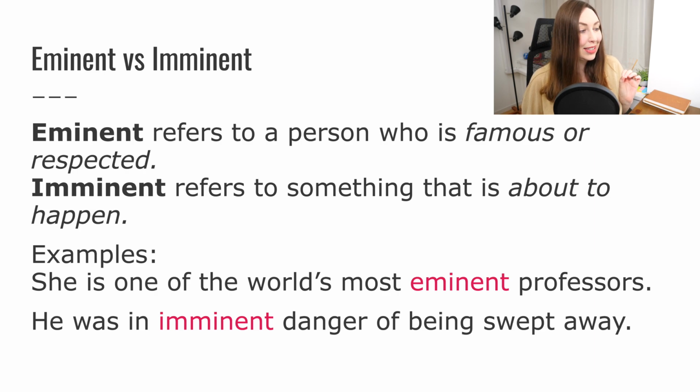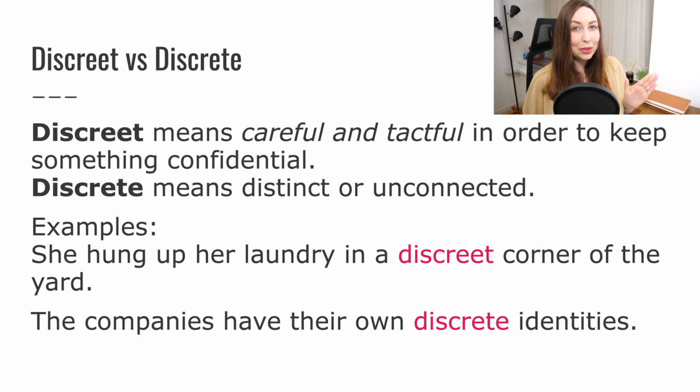He was in imminent danger of being swept away. So in this case, something is about to happen. He was in imminent danger of being swept away. So if you imagine sitting on the beach when there's a typhoon coming through, you might get swept away by the waves. You are in imminent danger. The danger is coming. Are those two understandable? Let me know.